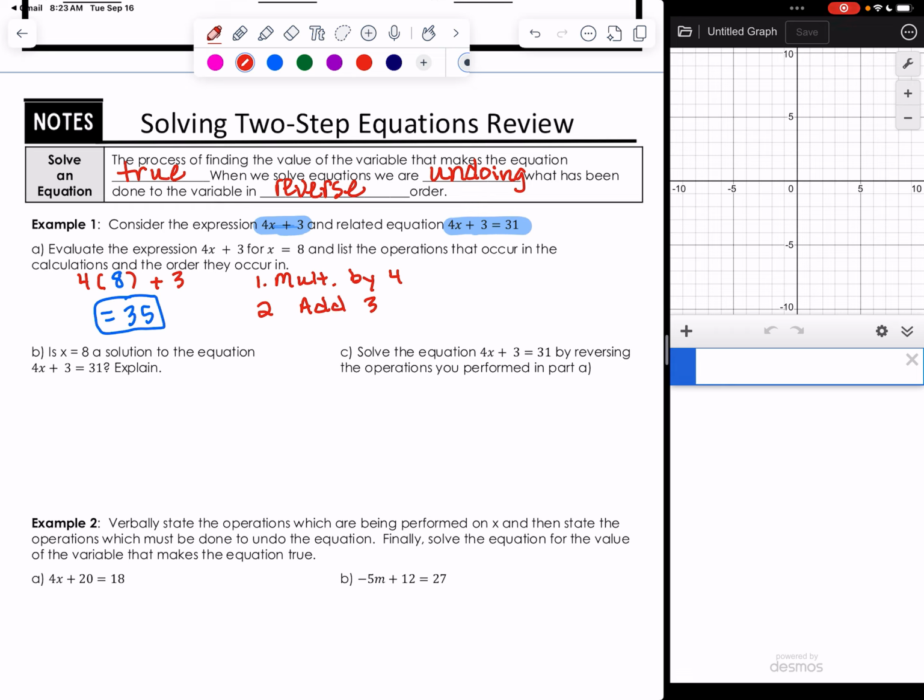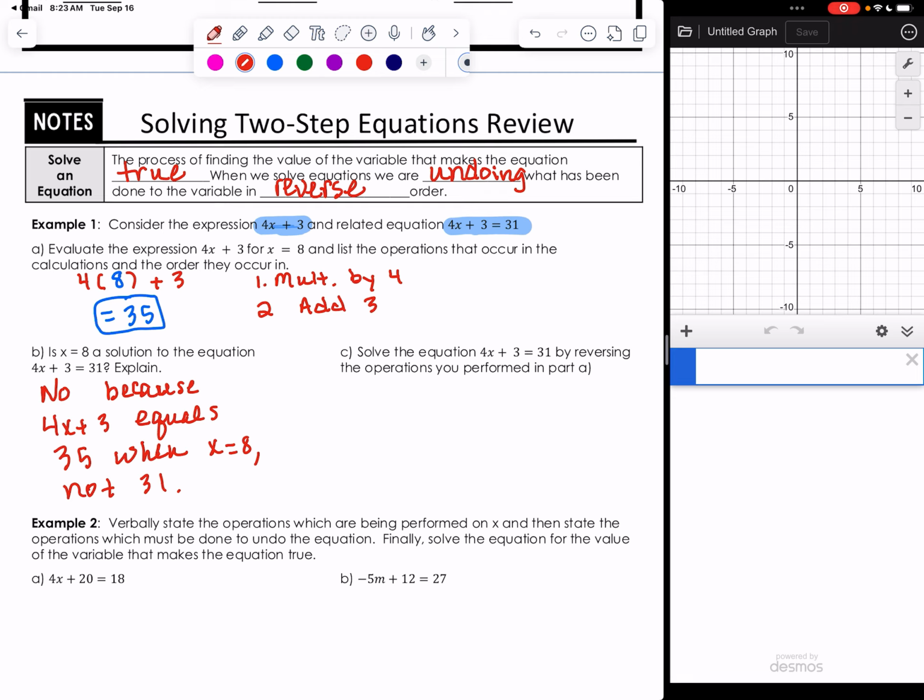In part B, it says, is x equals 8 a solution to the equation 4x plus 3 equals 31? Pause the video and think about that for a minute. All right, what did you think? I'm going to go with no, because 4x plus 3 equals 35 when x equals 8, not 31.